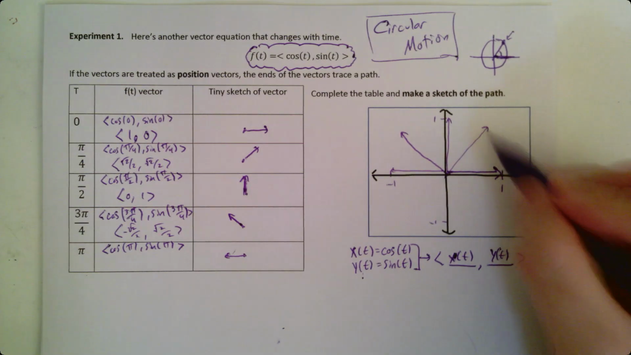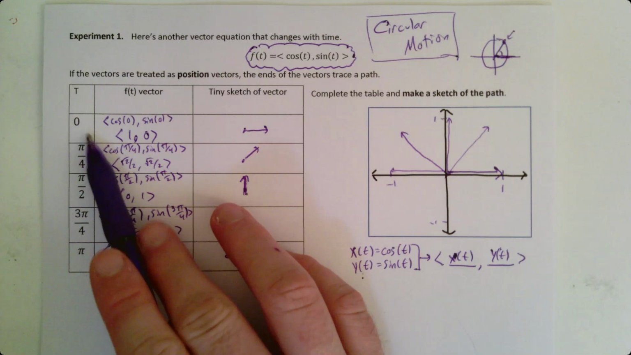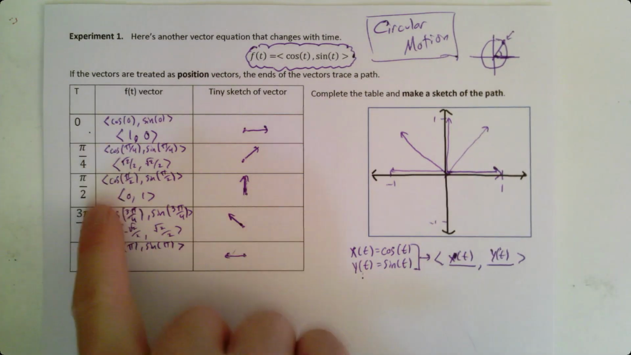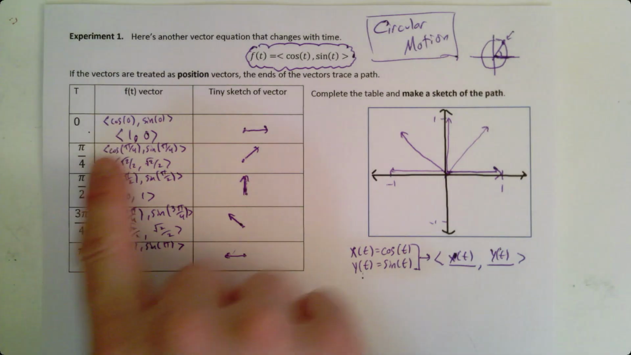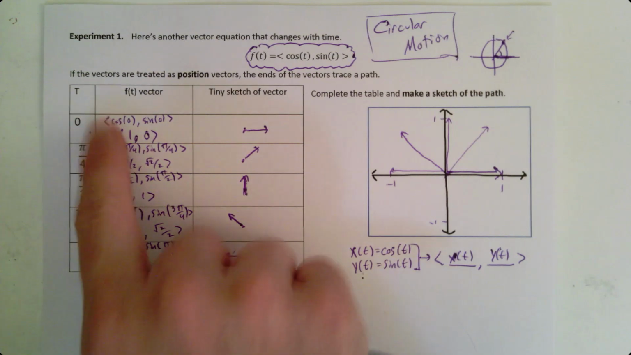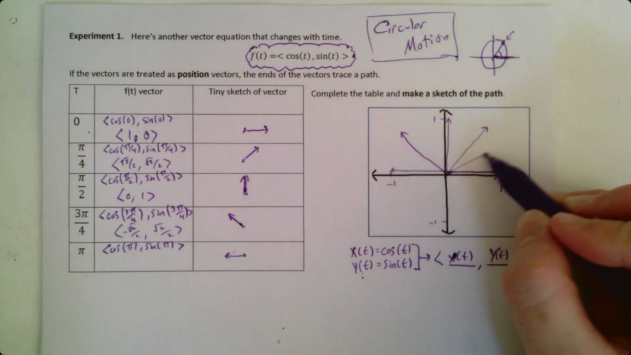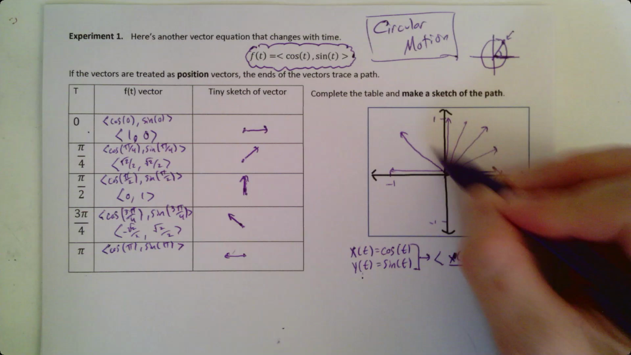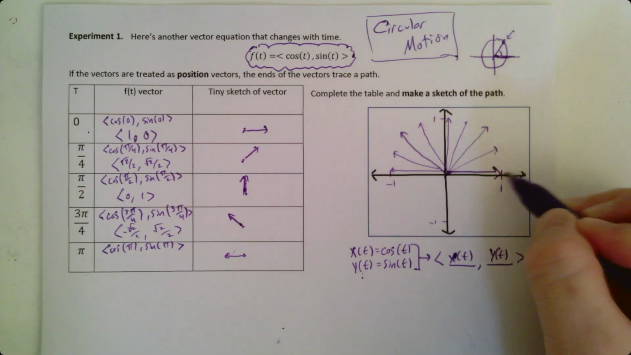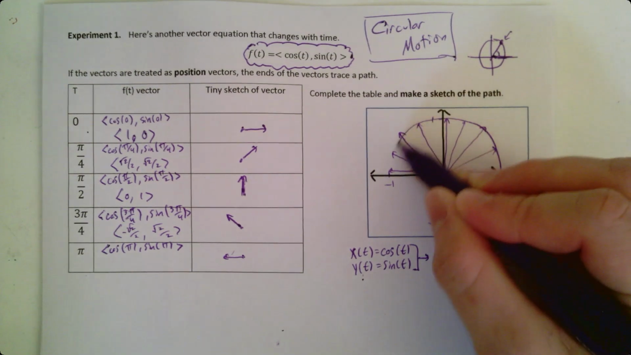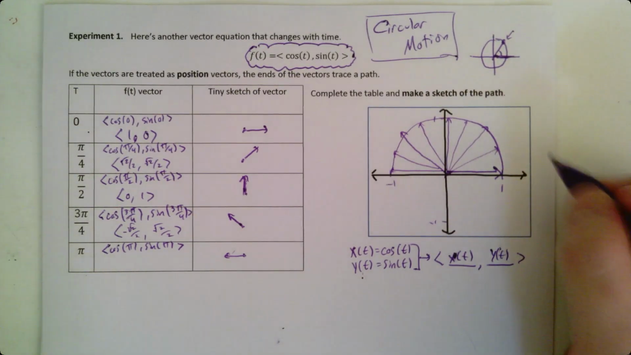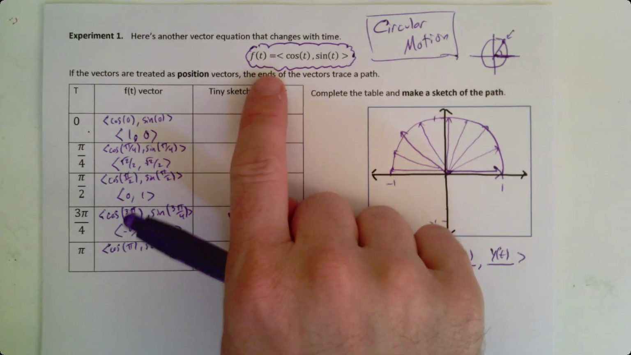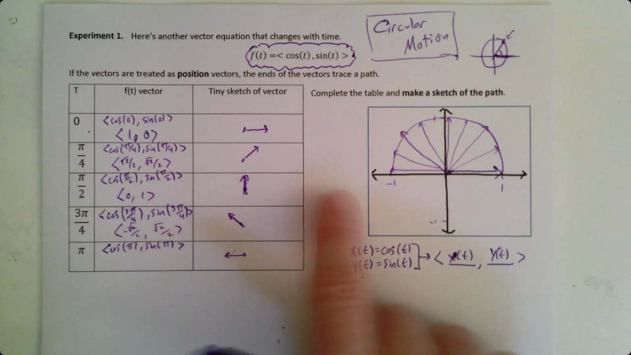I wouldn't want to just connect these with straight lines, because remember, we're only sampling, or we're only seeing what these vectors are at some selected times. If I wanted to, I could plug in a time that was halfway between these, so pi over 8. And that would give me a vector that was at an angle halfway between them. So if I was going to fill in the intermediate times, it would actually end up making a complete half circle.